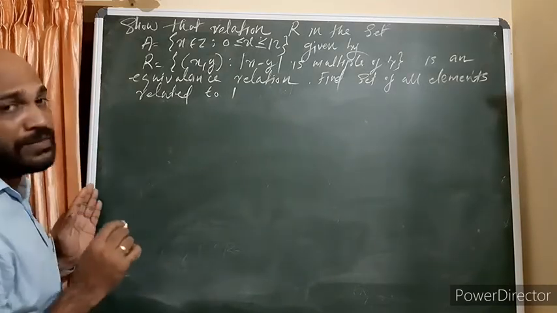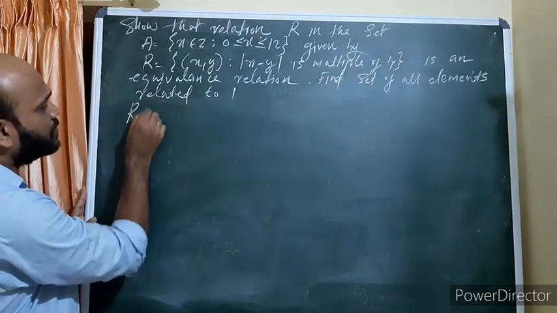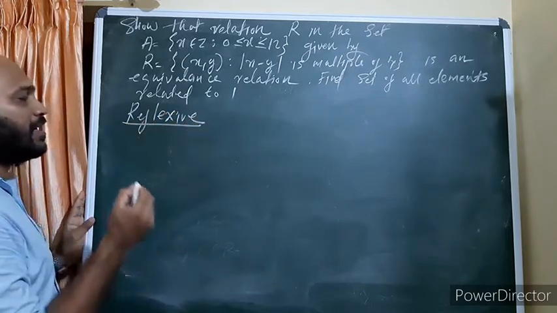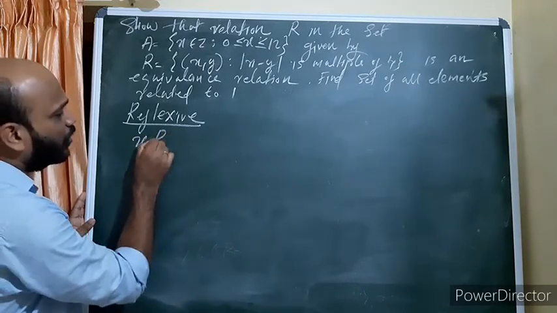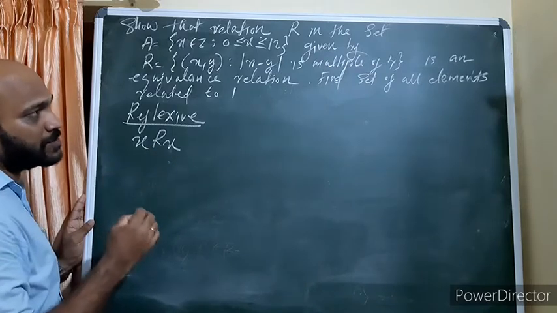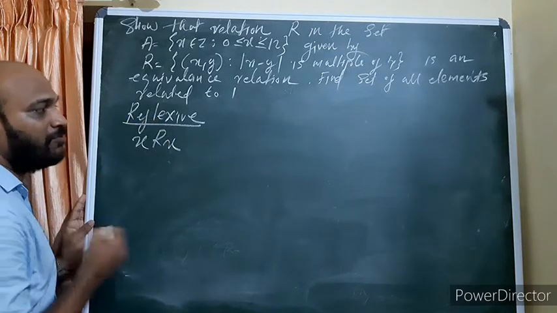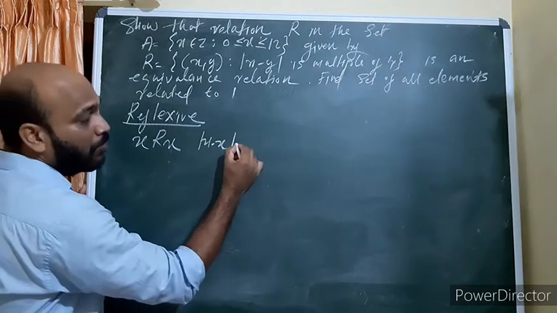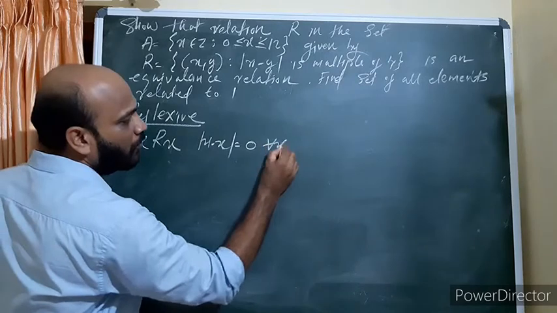So in order to show that it is an equivalence relation, we want to show that it is reflexive, symmetric and transitive. Reflexive means an element is related to the same element. x is related to x. x is related to y if modulus of x minus y is a multiple of 4. So x is related to x if modulus of x minus x is a multiple of 4. Modulus x minus x is 0 for all x belonging to A.